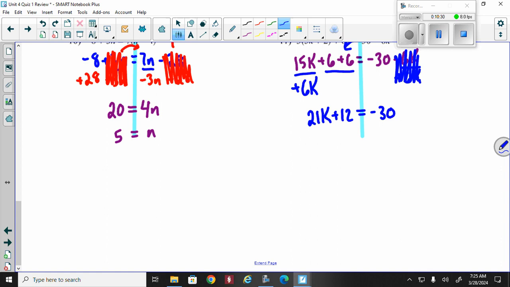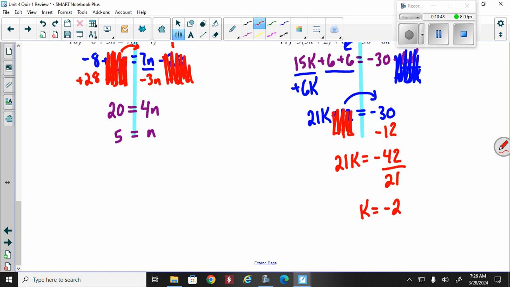All right. So I'm going to take this 12, throw it over here, which means I have to subtract 12. That'll cancel this out. Subtract 12. So now we're at 21k is equal to negative 42. Divide by 21, and k is equal to negative 2. There you go.